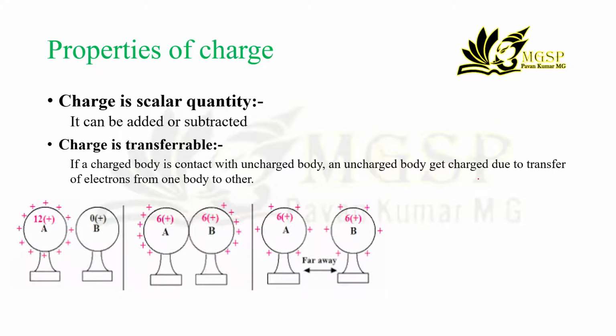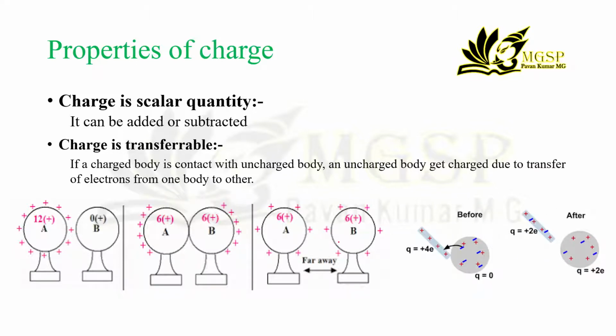Let's see an example. Consider a body A with 12 plus charge and body B with 0 charge. It is neutral. When they are made to contact, A will transfer 6 plus charge to body B. After charging, the charges get distributed. When it starts distributing, the bodies move far apart because of the repulsion.